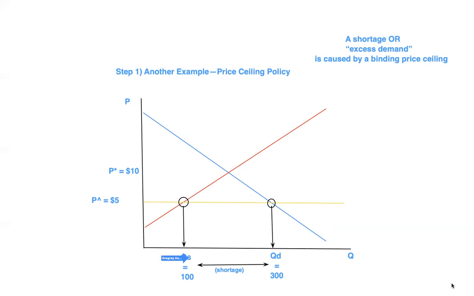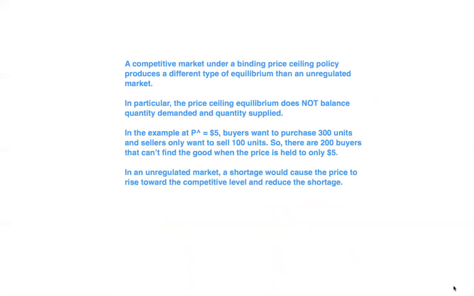I also want to call your attention that in your book, it's called a shortage, and it's also called excess demand. And that's caused, again, by this binding price ceiling. So what do we have to say there? Well, in a competitive market, under a binding price ceiling policy, it produces a different type of equilibrium than an unregulated market. And in particular, it does not balance quantity demanded and quantity supplied. So you have this shortage.